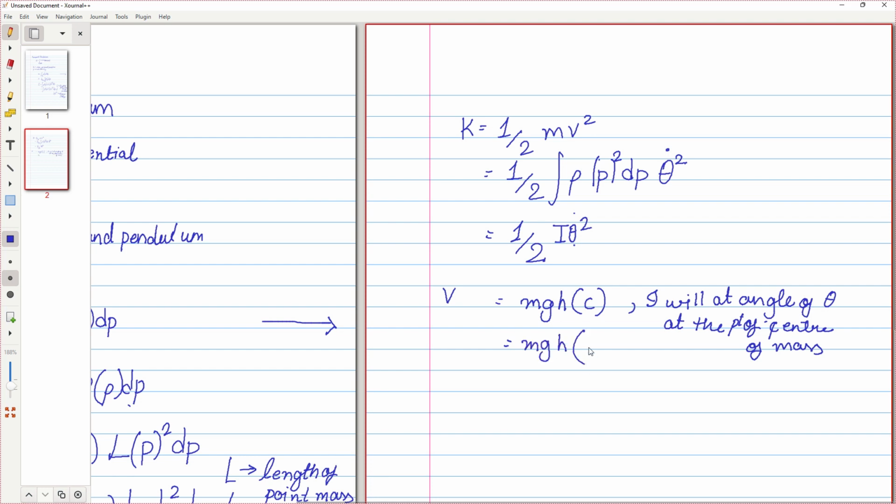So we come to the conclusion that we can write it like this, and then put this in the formula. This is T, and it comes down to half I theta dot squared minus m g h cos theta, where c is the center of mass and I is the moment of inertia.